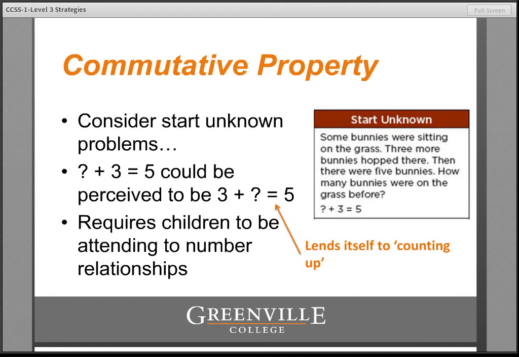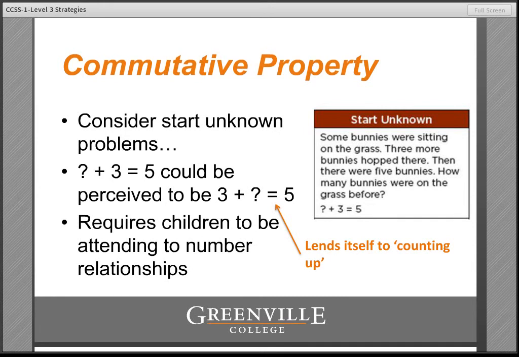As it turns out, if children really understand how numbers behave, they can restructure this problem into an easier one. For example, I could normally not count on with a start unknown problem because I don't know what number to start counting on from. But if I recognize that the add-ins are actually interchangeable and it won't affect the total if I switch the order, then I can just choose to start counting on from the change quantity rather than from the start quantity, and that will also work.